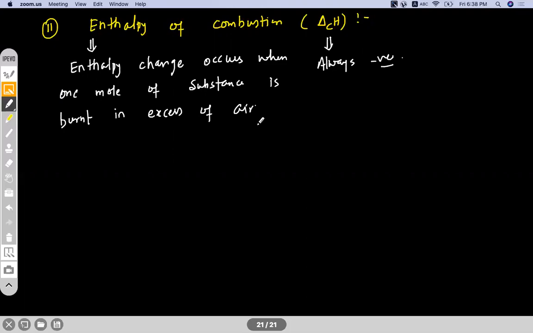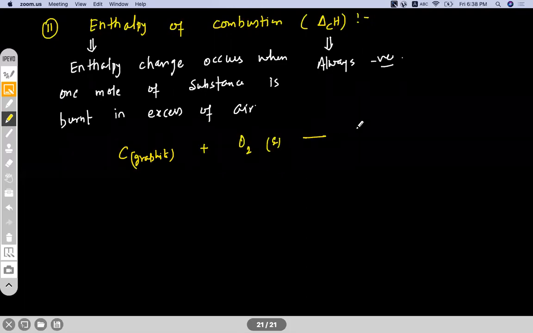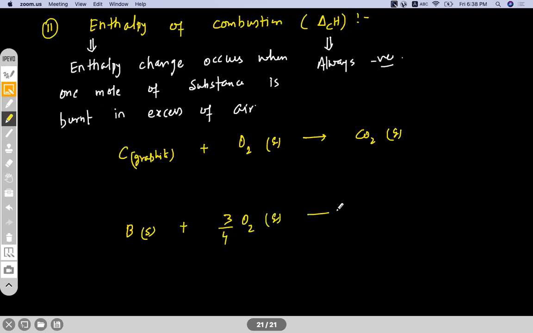Okay, so if you look at this example, carbon, graphite, I'm taking plus O2 gas. This forms CO2 gas, right? And one more, we have boron solid. It is the reference state of boron. Boron solid plus 3/4 O2 gas gives half of B2O3 solid. So obviously the enthalpy of combustion is negative, always negative.